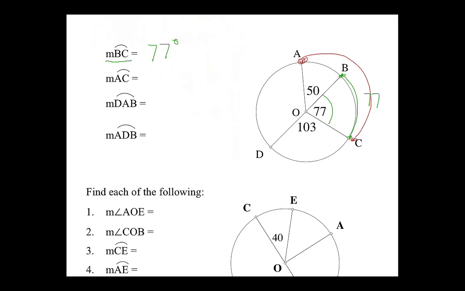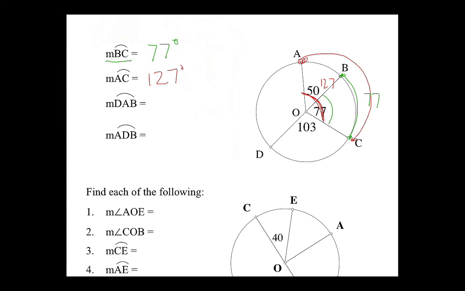Well, there's still a central angle there, but I need to use the angle addition postulate. 50 and 77 together is the central angle that's creating that arc, and 50 and 77 together is 127 degrees, so is that minor arc, or the intercepted arc, that was created by that angle.